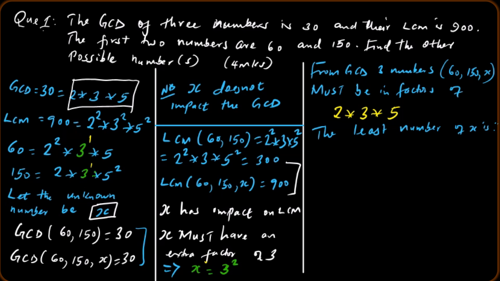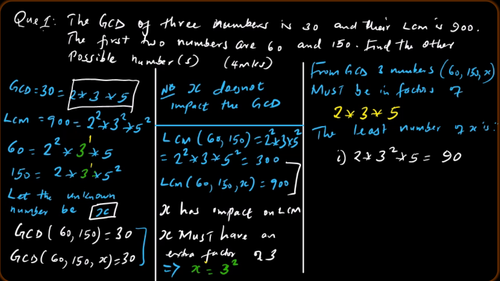So we'll have the least numbers. The first will be 2 times 3 power 2. Remember x must come with an extra factor, times 5 here. What is this? This is 3 squared is 9 times 2 is 18 times 5 is 90. So the first number here is 90. Okay.